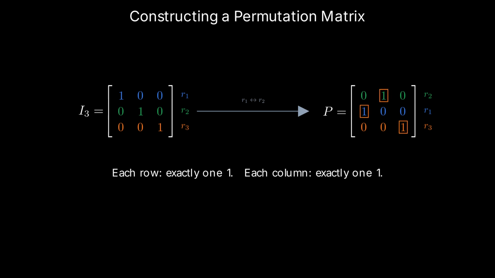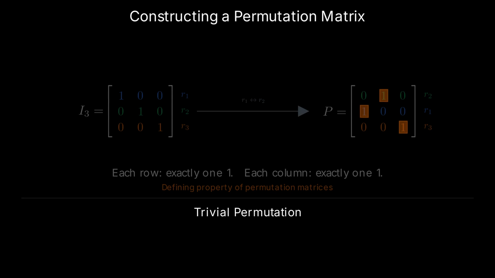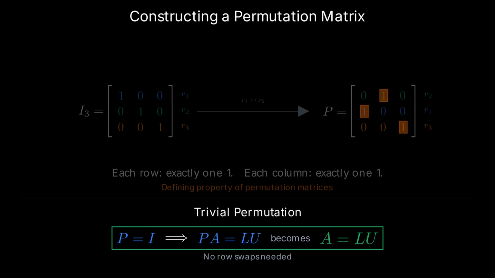Notice that each row of P has exactly a single 1, and each column of P also has exactly a single 1, with zeros everywhere else. This is the defining property of a permutation matrix. Now, the identity matrix itself is actually the trivial permutation, meaning no rows are exchanged at all. When P equals I, the equation PA equals LU simply reduces to A equals LU because I times A is just A.